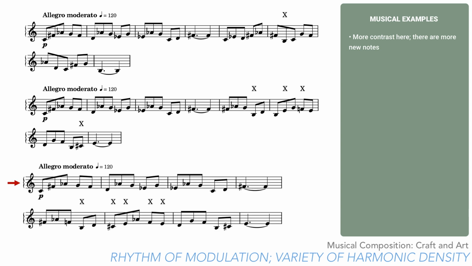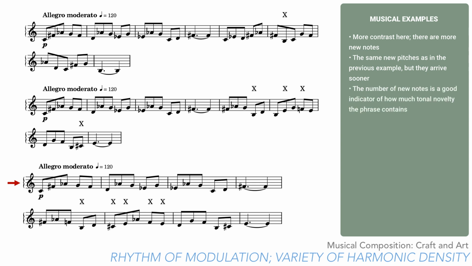Now listen to this. Here I've added the same new pitches as in the previous example, but they arrive much sooner, making the perceived contrast more emphatic. Just as in tonal modulation, we can measure the difference between two keys by the number of accidentals that change. Here, the number of new notes is a good indicator of how much tonal novelty the phrase contains, and the speed at which they arrive lets the composer control the intensity of the contrast.